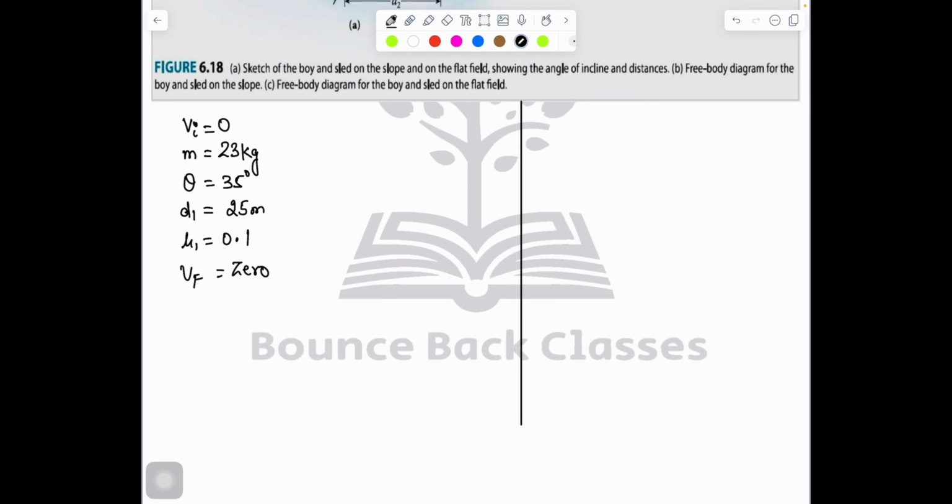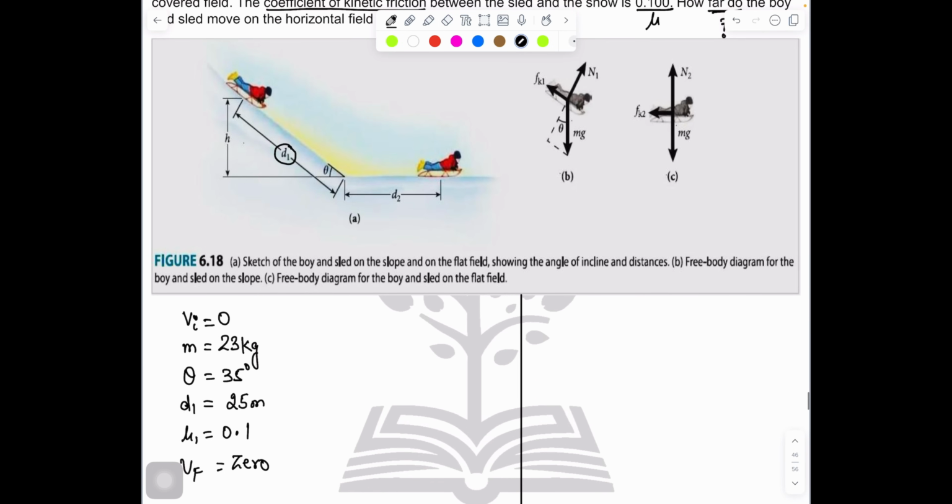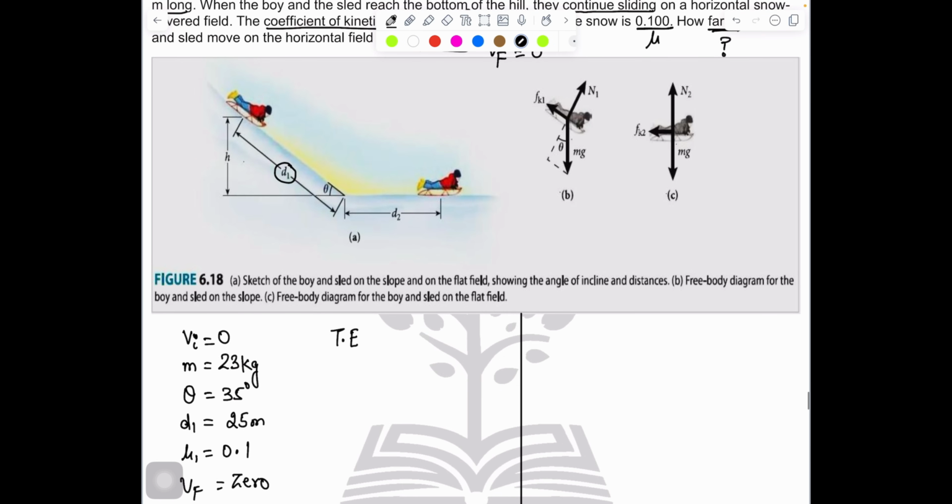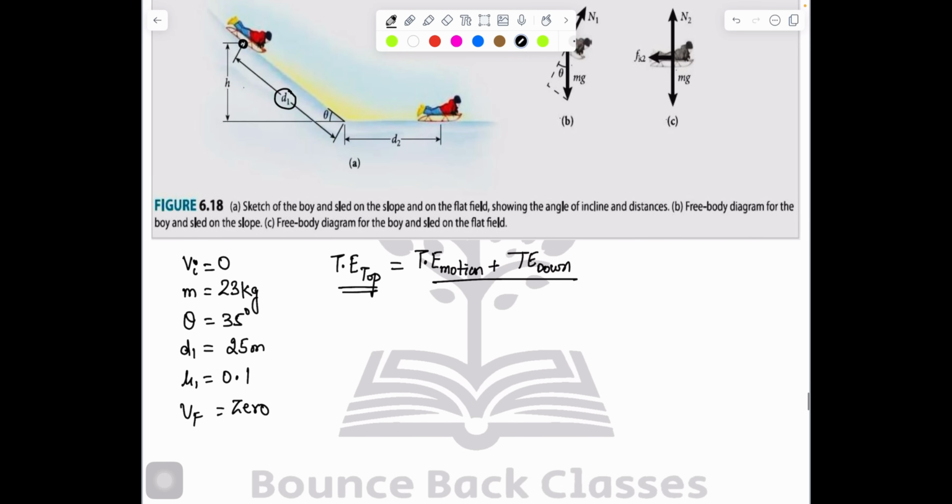The basic thing you need to understand is that the total energy at the top should be equal to the total energy of the motion, plus it's moving down, the total energy down. So whatever is going down, yes or no? Sure. Now we need to solve this.